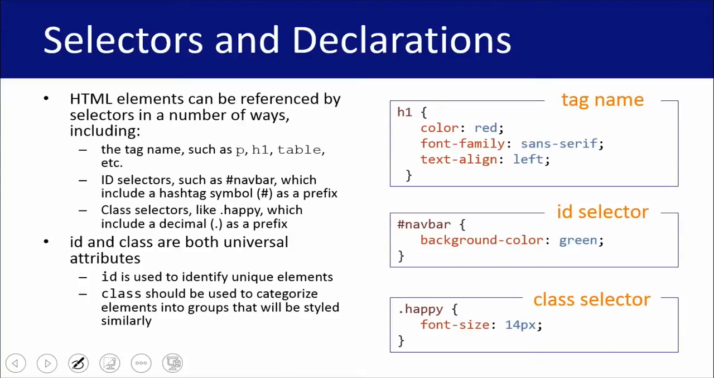HTML elements can be referenced by selectors in a number of ways, right? So we had talked about the actual tag name, but we can also use IDs, and we can use class selectors, right? So up here at the top, we've got the tag name with H1. Here we've got an ID for a nav bar where we set the background color of our ID nav bar as green, and then we can also go ahead and use a class, right, and say that everything in our web page that's happy is going to have a font size of 14 pixels.